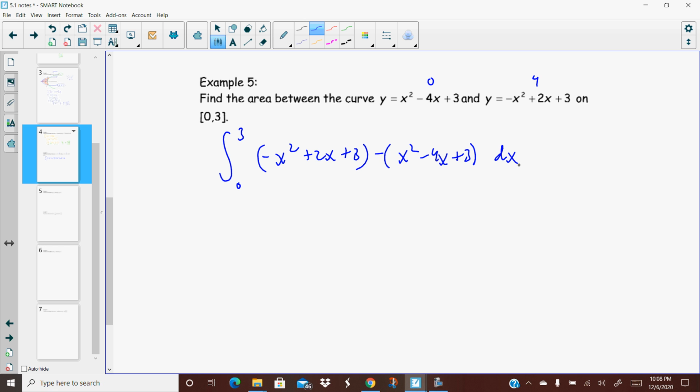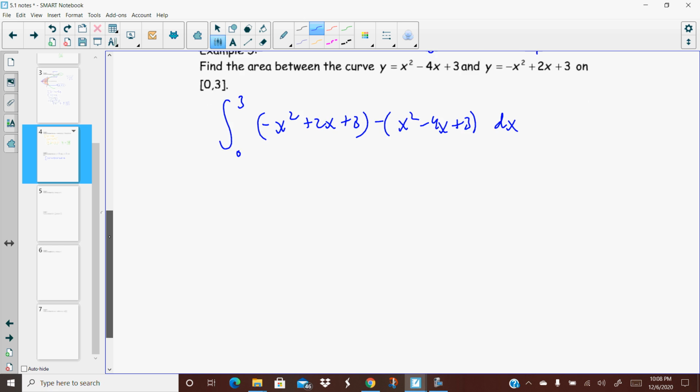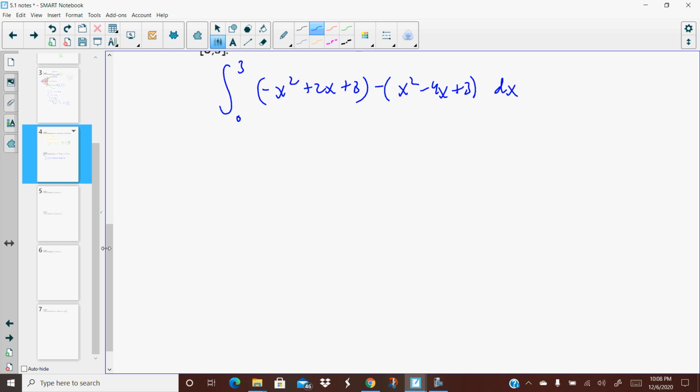And then once again, I strongly suggest combining all like terms first and simplifying the integrand. So the integral from 0 to 3. -x squared minus x squared is minus 2x squared. That takes care of those. 2x, and by the way, you don't want to scratch these things out under normal circumstances. You want to leave all this stuff there. 2x minus 4x is plus 6x. And then 3 minus 3 is 0. Perfect. Gone.